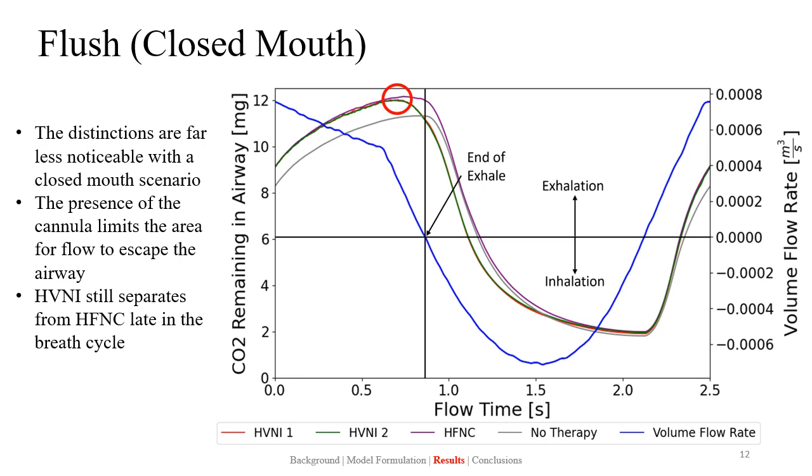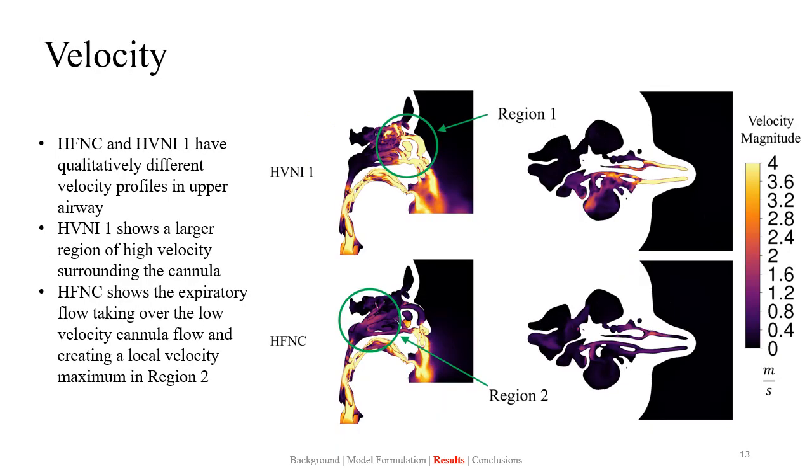However, HVNI barely dips below the no therapy end exhale value, with HFNC remaining above this value because of the presence of the cannula limiting the area for flow to escape the airway. The closed mouth model shows very little distinction in end exhale CO2 and proposed inhaled CO2 values for each of the 4 therapy types. Shown on the right are velocity contours of HVNI1 and HFNC.